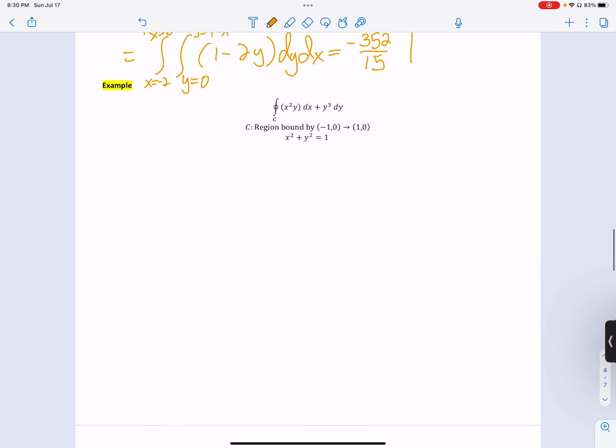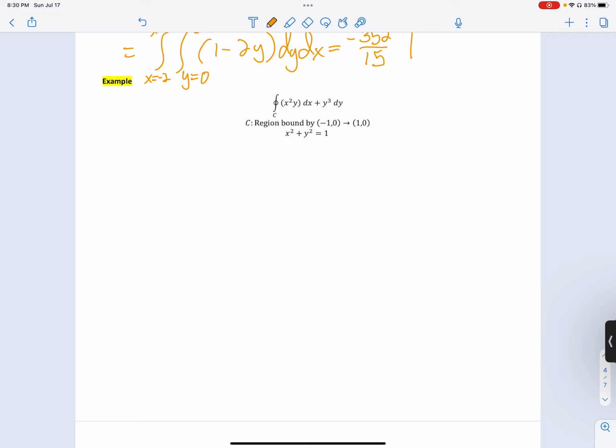All right, let's take a look at the next example. I think we should build a region, yeah. So we have a circle, x squared plus y squared equals 1. And then they want us to go from -1, 0, that's right here, to 1, 0. So it goes this way. And it has to be counterclockwise. So the circle that's going to be taken is up, right? Going down wouldn't be counterclockwise.